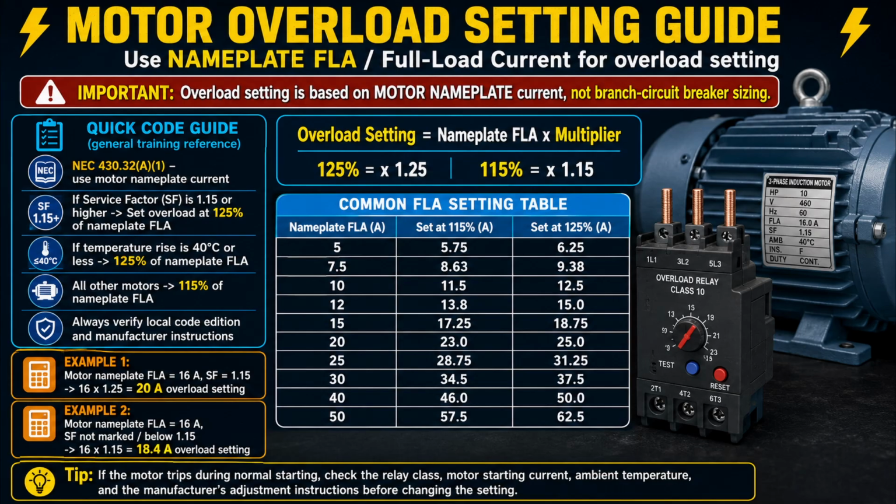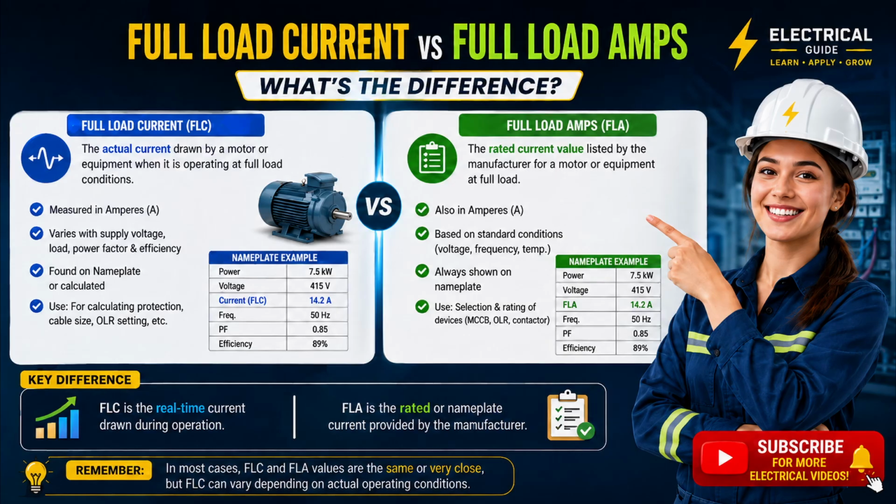FLA, you know, is nameplate data: the nameplate ampere, the full load current, right? Full load current and full load ampere are a bit different, but I would say full load ampere is nameplate data, and full load current is from the table. The motor specification has a table that may mention the full load current. That's the difference.